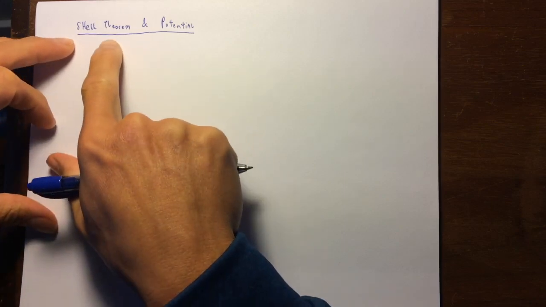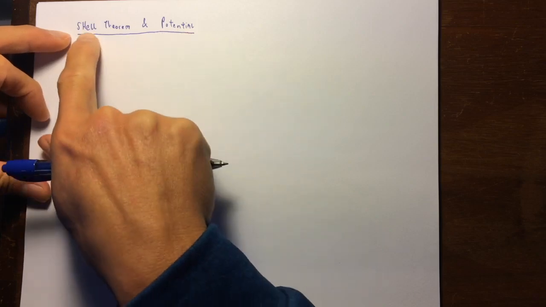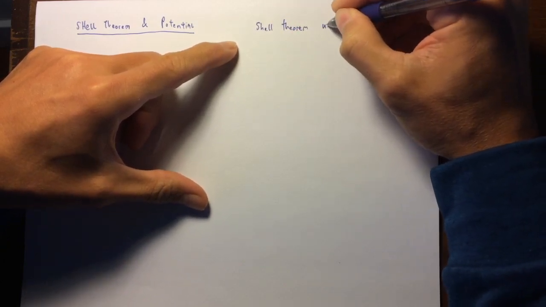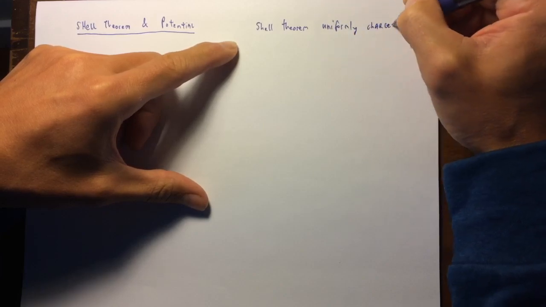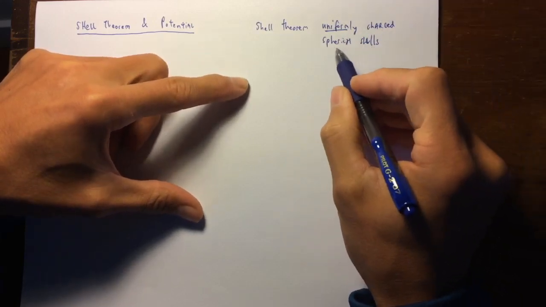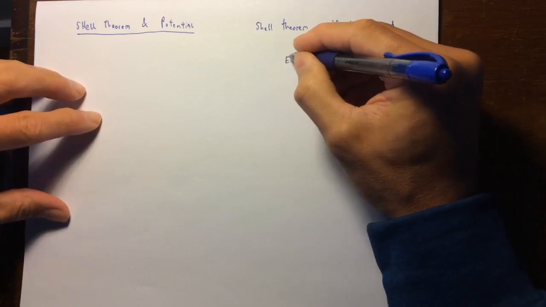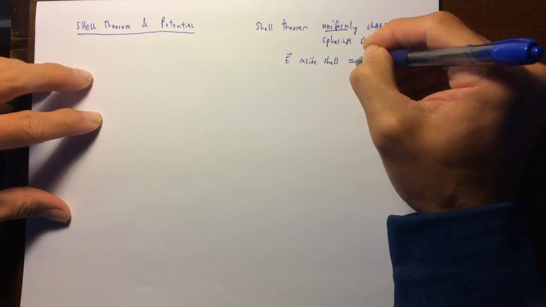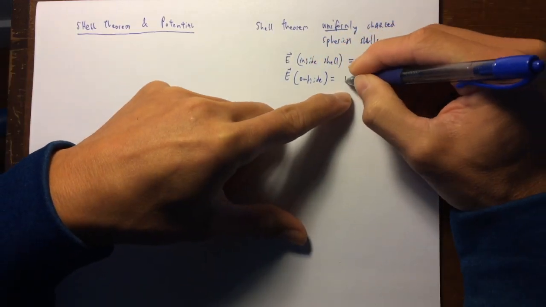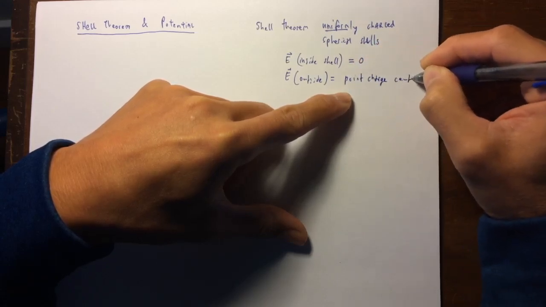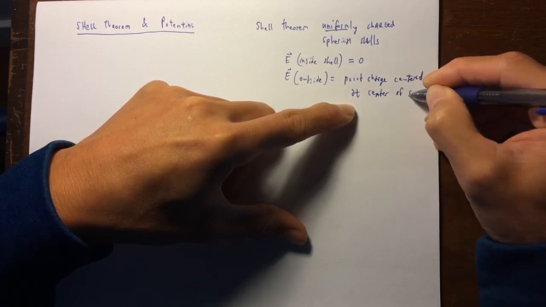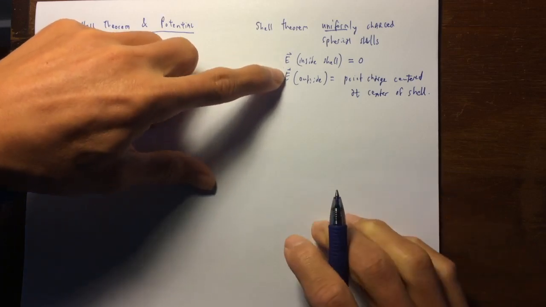All right, so the next thing that I'd like to describe is thinking about the potential and the shell theorem together. So the shell theorem is about uniformly charged spherical shells. So uniform charge distribution, and the shell needs to be spherical in shape. And you'll recall that the electric field inside the shell equals 0, and the electric field outside equals the electric field of a point charge centered at the center of the shell. So this is the shell theorem for the electric field.